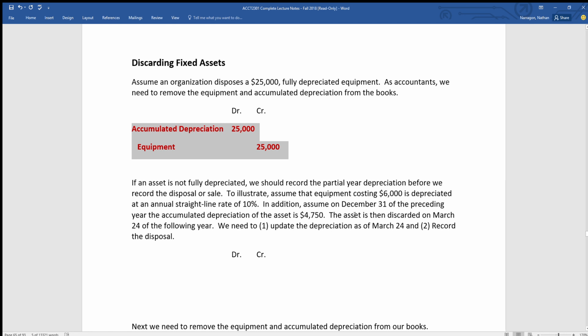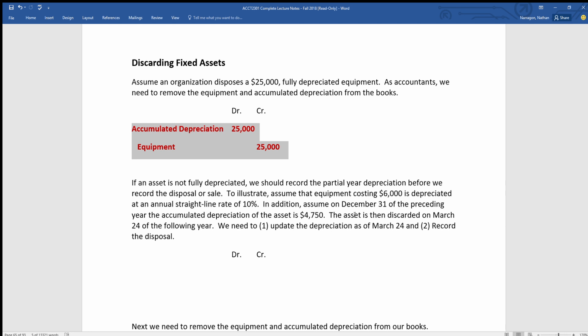In addition, assume on December 31st of the preceding year, the accumulated depreciation of the asset is $4,750. The asset is then discarded on March 24th of the following year. We need to do 2 journal entries. First one is to update depreciation. It has to actually be to the full depreciation, because again, we get to recognize the expense involved. And then the second one is basically getting rid of the equipment.